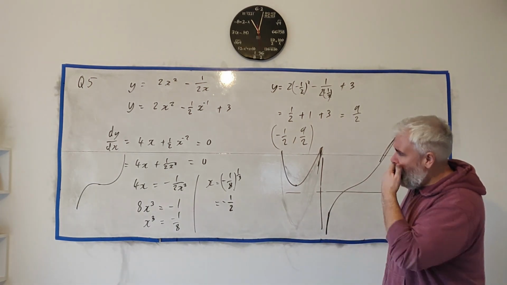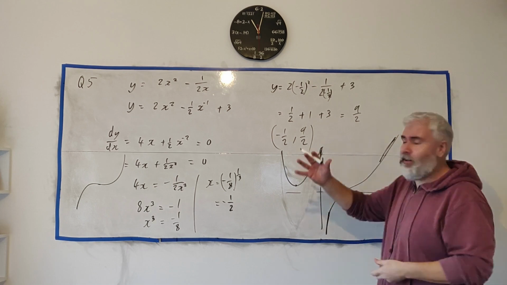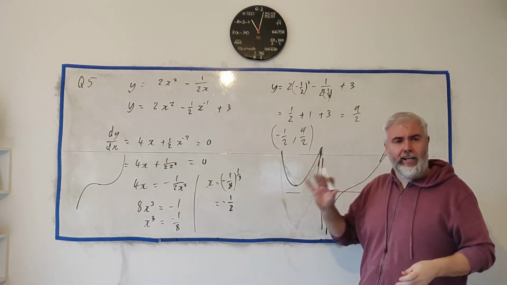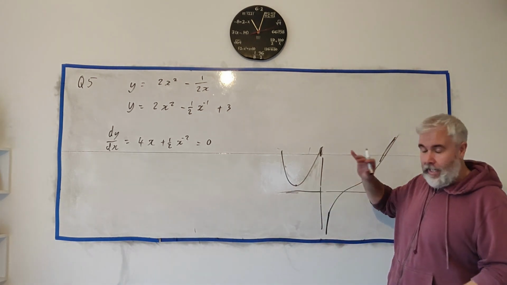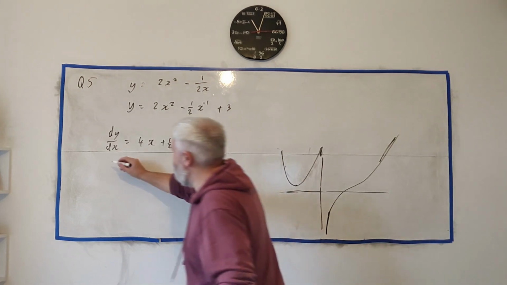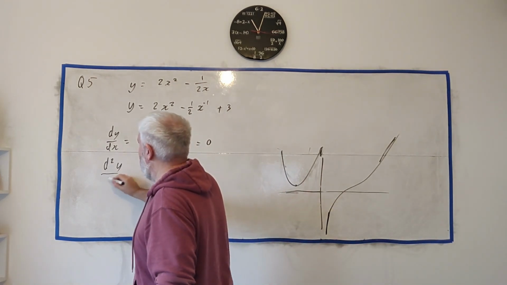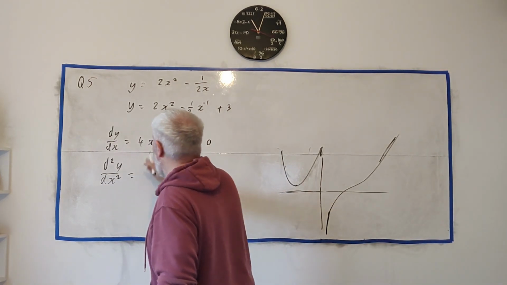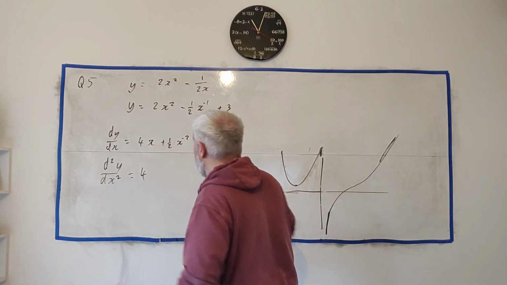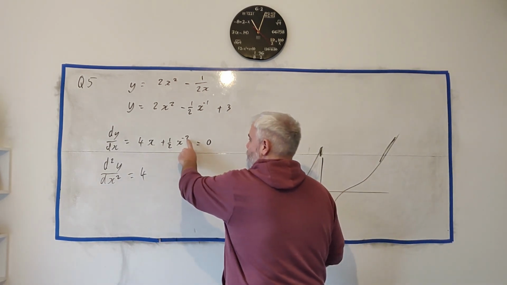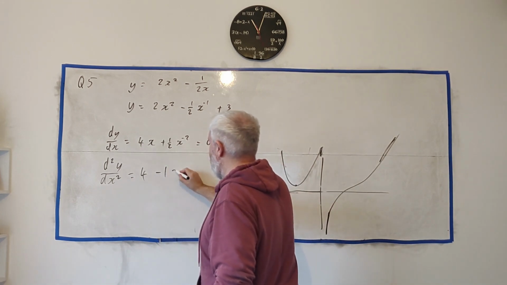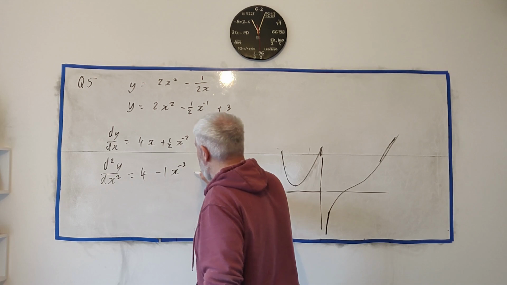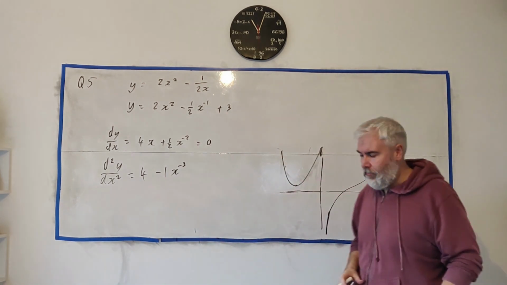What they want you to do, and yeah, let me clear off some of the board. I'll leave the drawing though. I'll clear off some of the board and I'll explain what they really want you to do. To determine the nature of this, they wanted you to get the second derivative. So let's get the second derivative here. Second derivative of this is just 4. Second, I'll do this one a bit faster, is minus 2 times this is minus 1, and it's x to the minus 3. That's the second derivative.